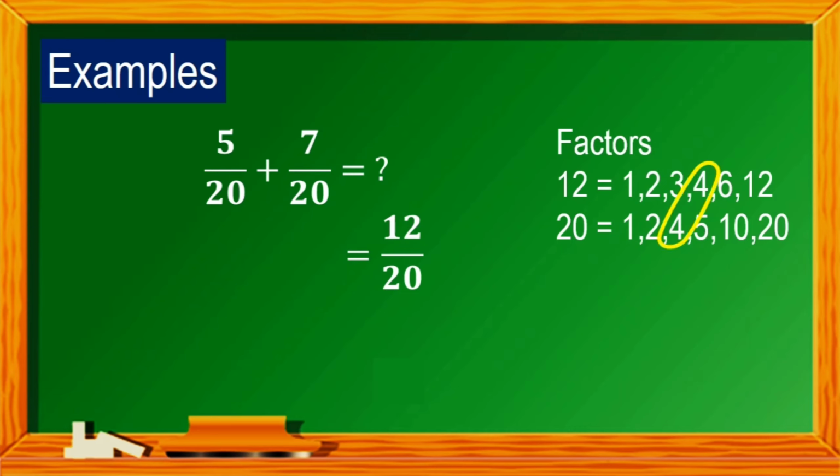12 divided by 4 is 3. 20 divided by 4 is 5. Therefore, the final answer is 3/5.